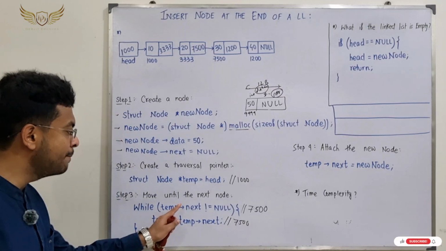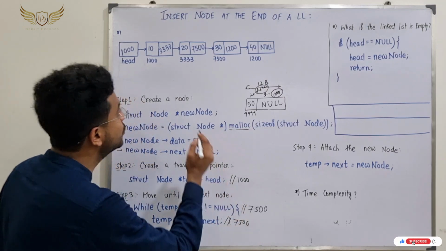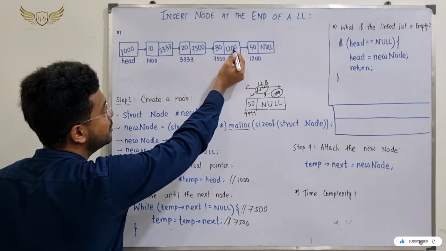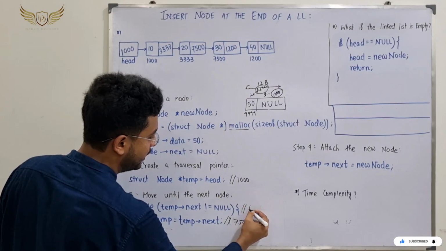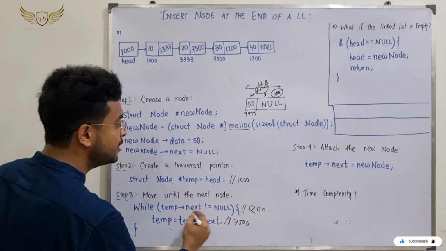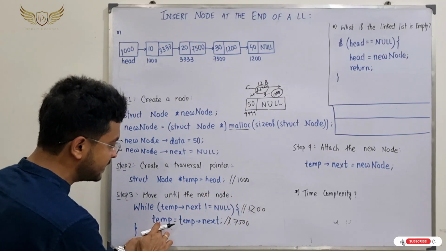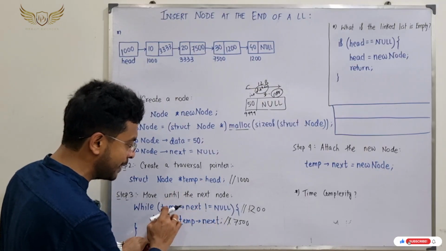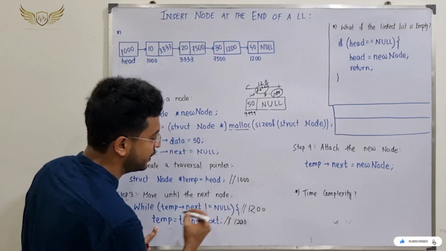Now it is checking temp arrow next not equals to null. So now temp is 7500. So what is temp arrow next? 7500. Next part is 1200. So this is 1200. Temp arrow next is 1200 and it is not equals to null. Satisfied? It comes here and it does temp equals to temp arrow next. So what is the value of temp arrow next? 1200. So this becomes 1200. So temp becomes 1200 now.